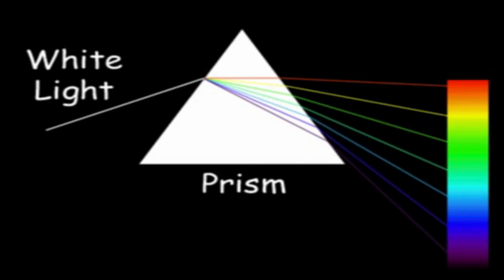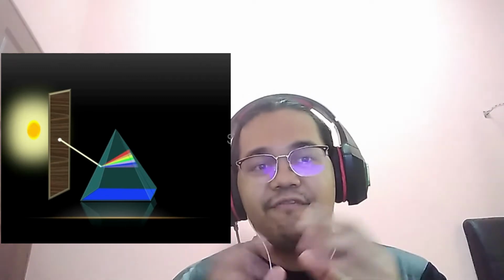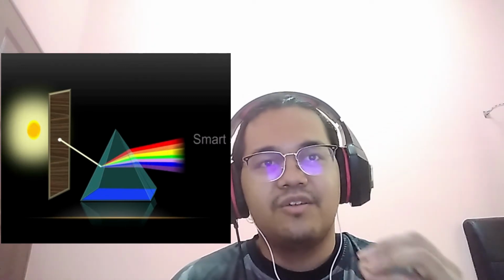How does dispersion of light happen? The dispersion of light happens when white light travels from one medium to another medium. Firstly, white light travels from the air to the glass. When it hits the glass, it will refract in the glass. So this will produce the light through the prism and illustrate the diagram of the colors.